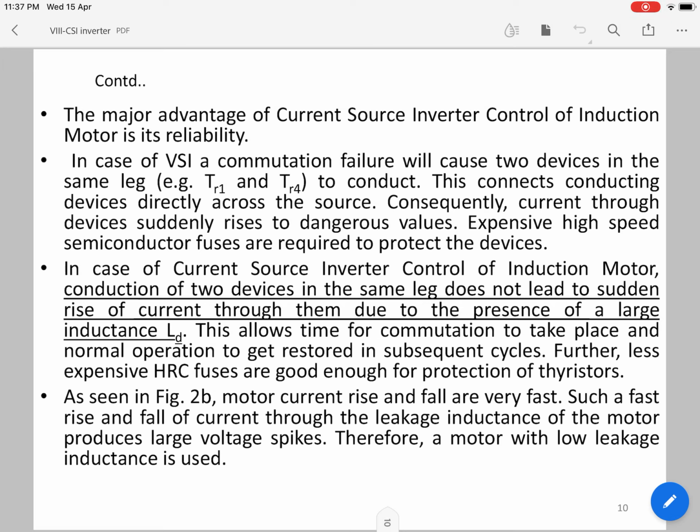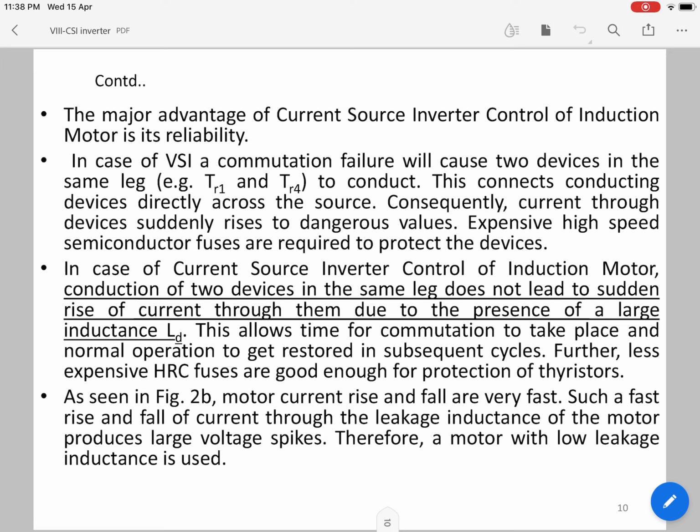The main advantage of current source inverter control of induction motor is its reliability. It is more reliable than a VSI controlled motor. In the case of VSI, commutation failure will cause two devices in the same leg, that is the thyristors TR1 and TR4, to conduct. This connects conducting devices directly across the source, and consequently the current through the devices suddenly rises to dangerous values. So expensive high-speed semiconductor fuses are required to protect the devices.